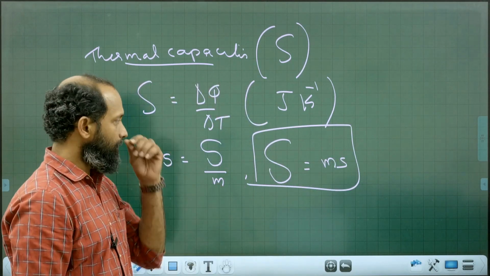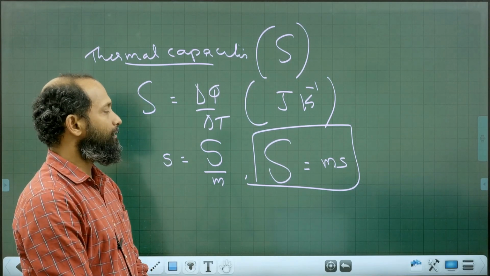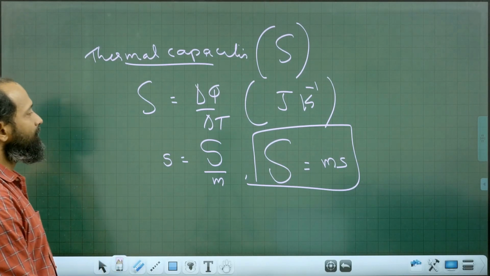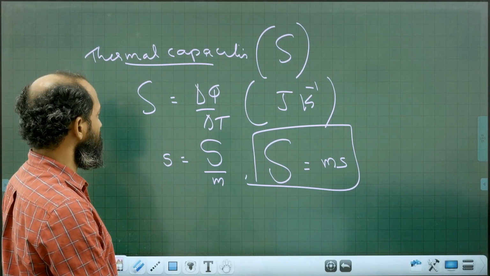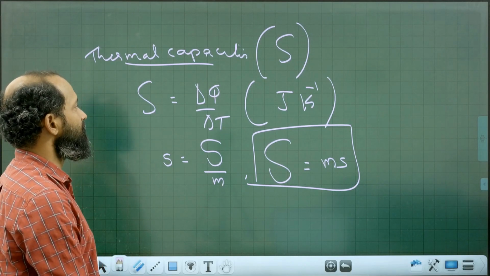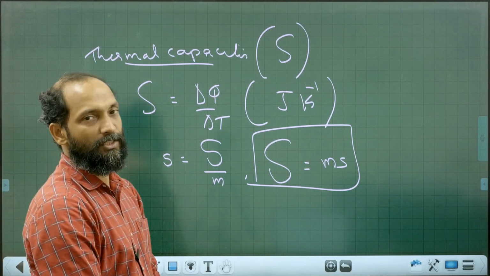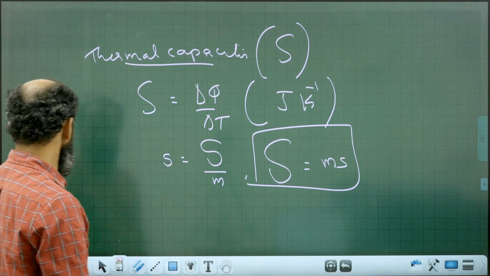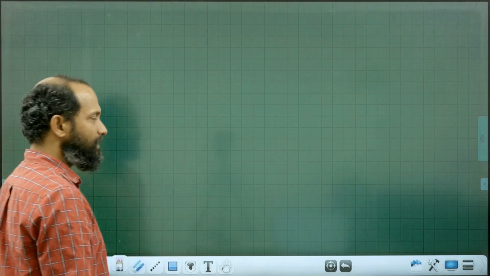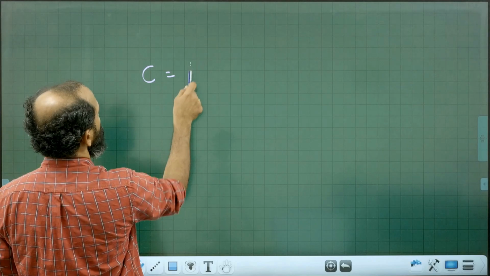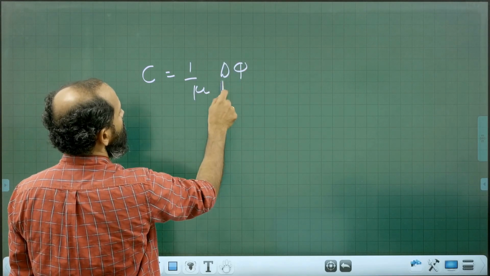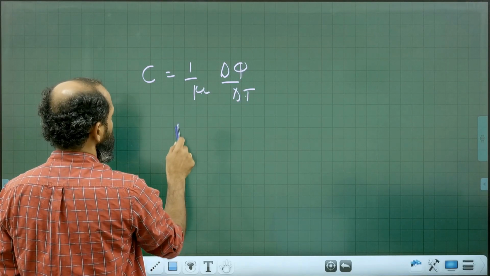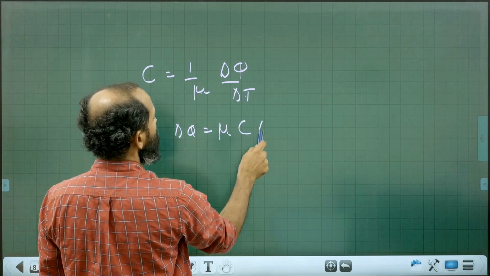So formula for thermal capacity, important. Formula for thermal capacity equal to mass multiplied by specific heat capacity. Unit of thermal capacity is joule per Kelvin. Unit of specific heat capacity is joule per kilogram per Kelvin. Okay, molar specific heat capacity is 1 by mu times delta Q by delta T. Its unit is joule per mole per Kelvin. That is delta Q equal to mu C delta T.